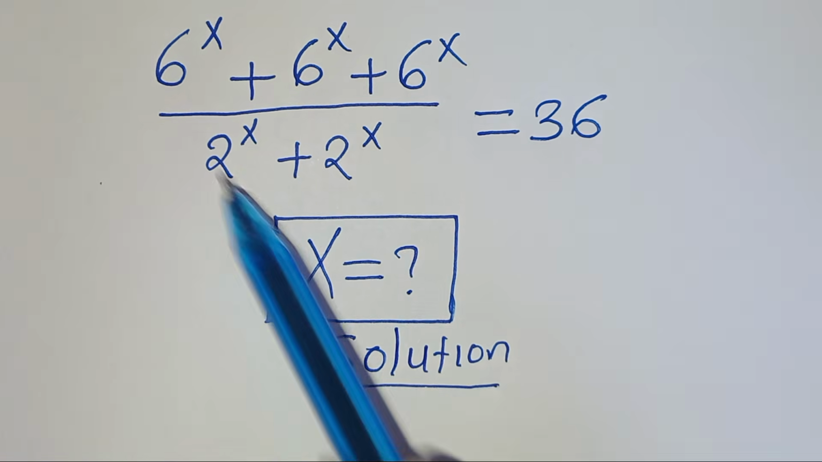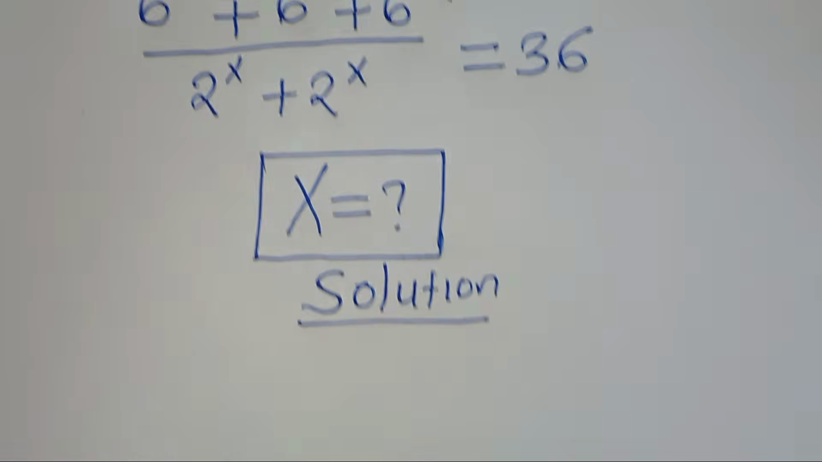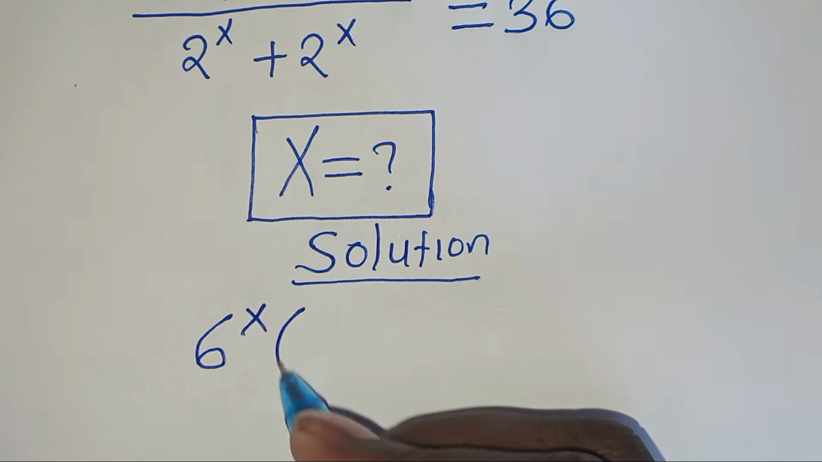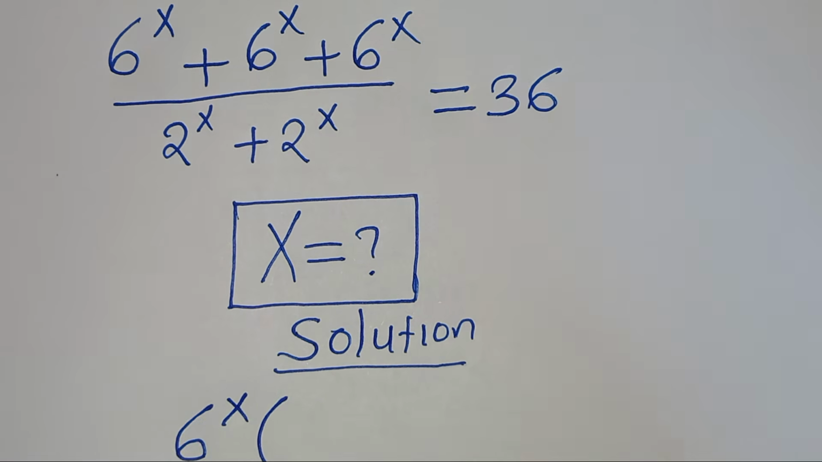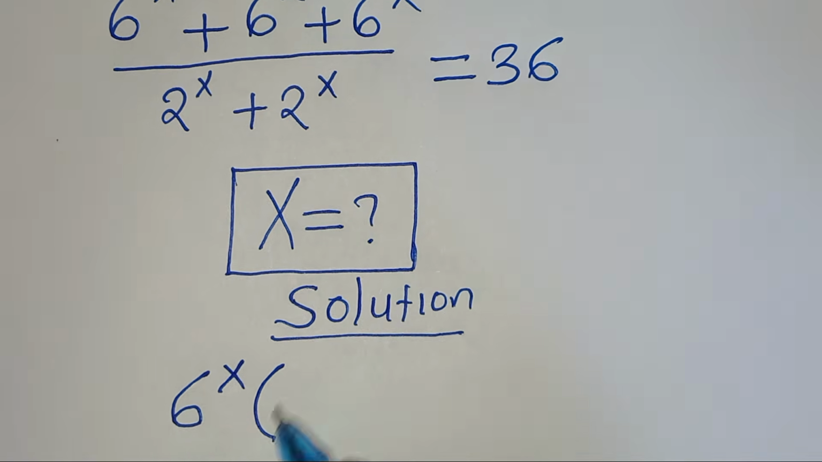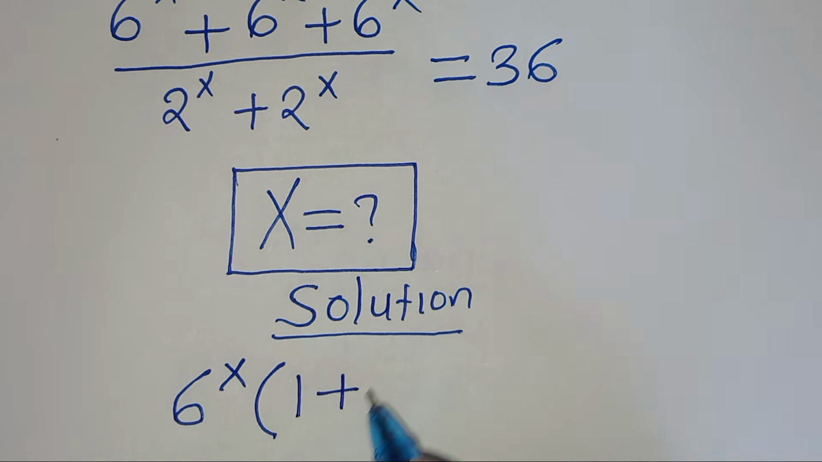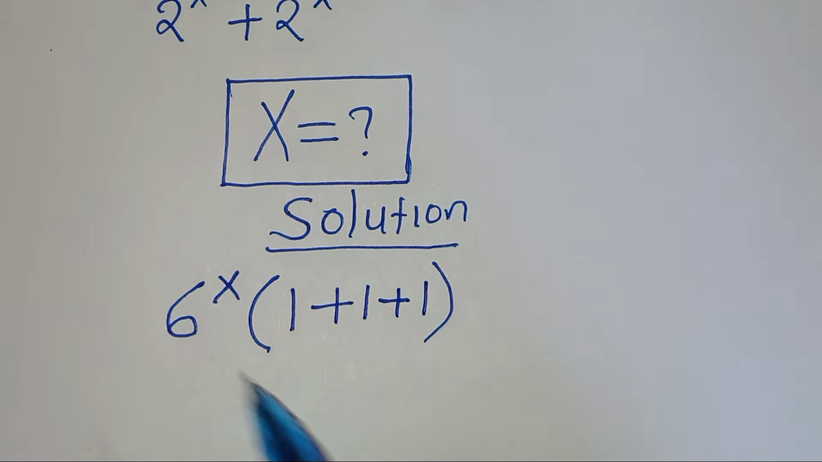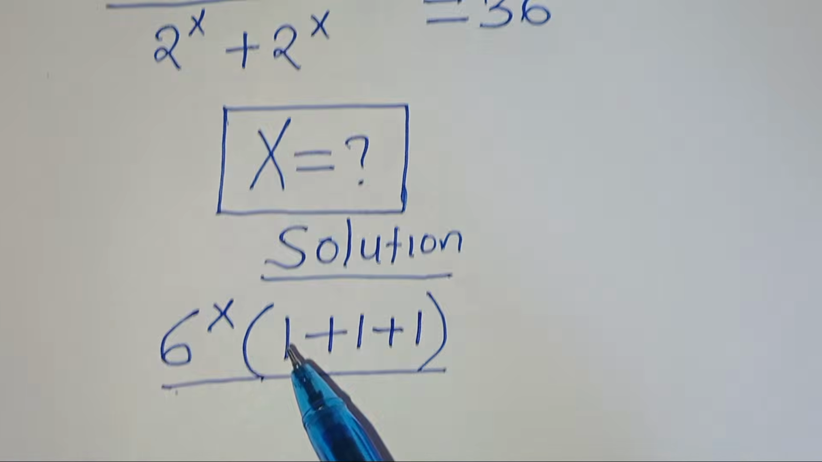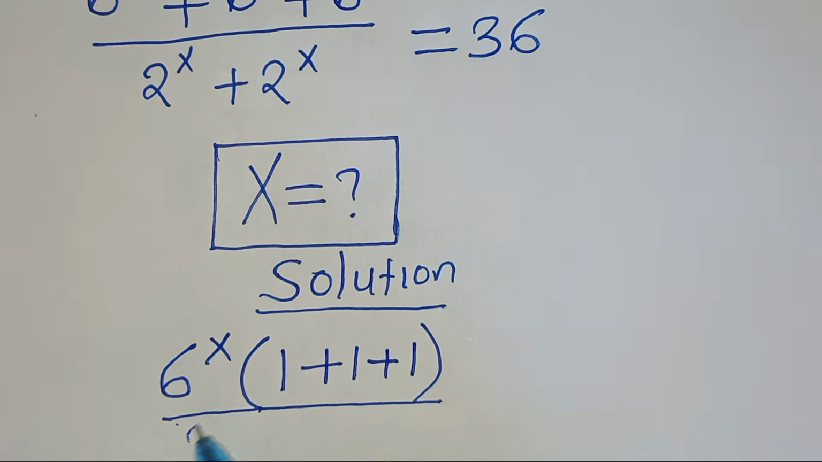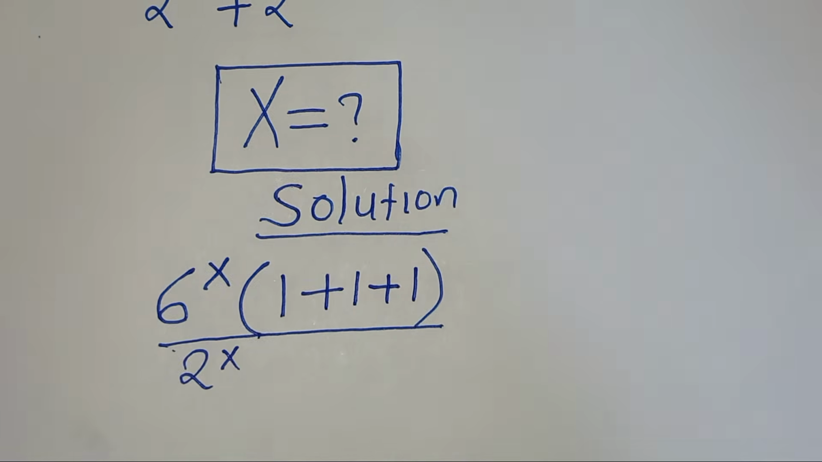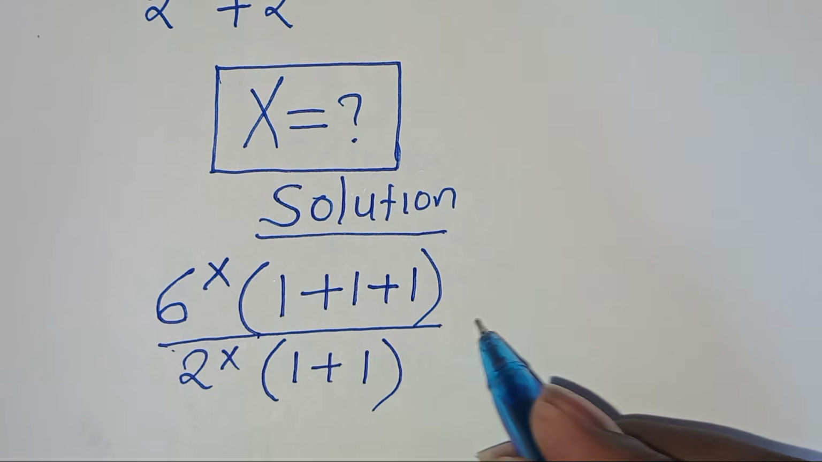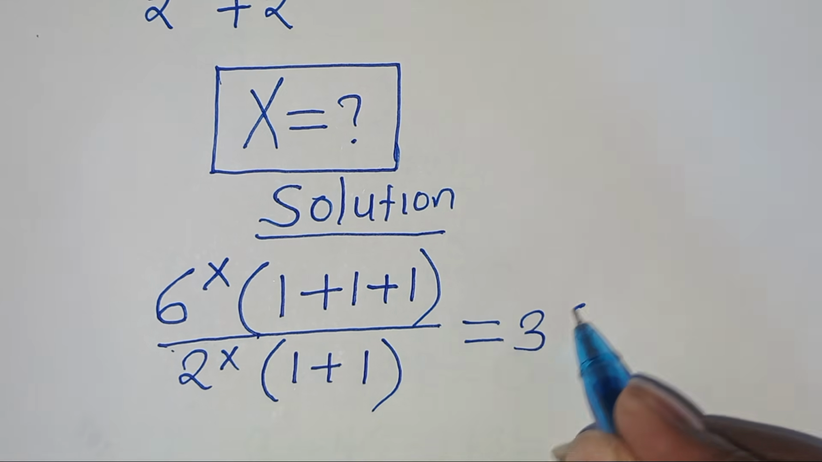Now, as you can see from the numerator here, we have that 6 to the power of x is common. Let's factor out 6 to the power of x, so that we have 6 to the power of x divided by 6 to the power of x. This is 1 plus 1 plus 1 in the parenthesis. This is divided by 2 to the power of x, which is common. Let's factor out 2 to the power of x into the parenthesis. This is 1 plus 1, and this is equal to 36.